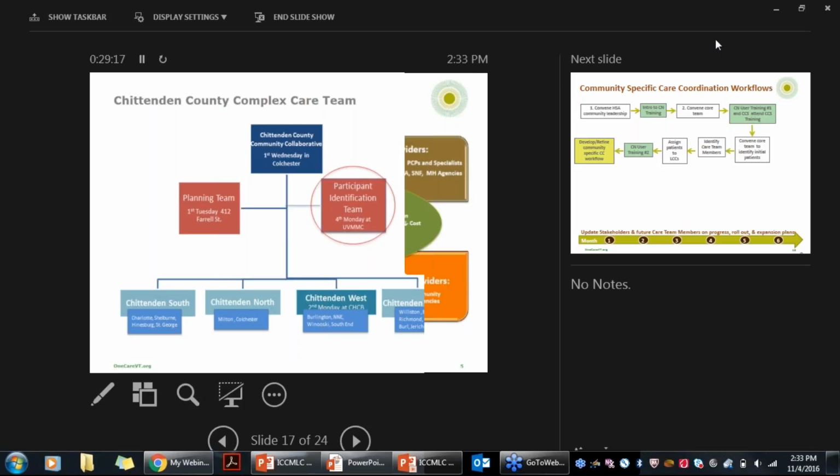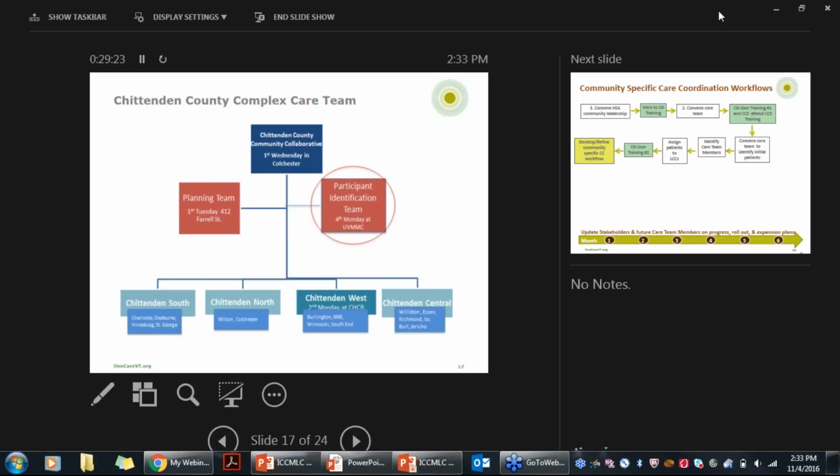The groups that are relevant today are the participant identification team and the Chittenden West team. We've chunked that down, so our team is really working with patients of 2 of the attributed practices, which are the family medicine and internal medicine given Burlington, a large practice, and the pediatric practice here in Burlington, as well as our Community Health Center of Burlington and a couple of practices that have recently joined them. So we identify patients a couple of ways.